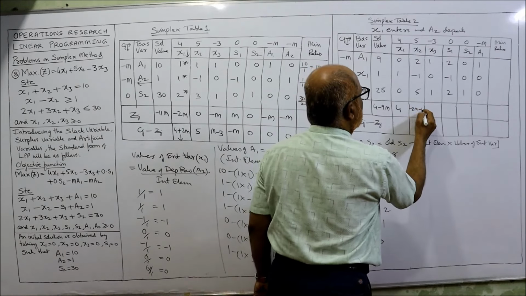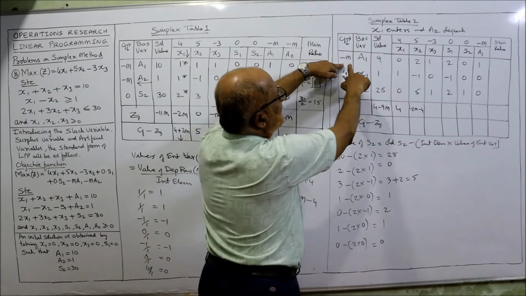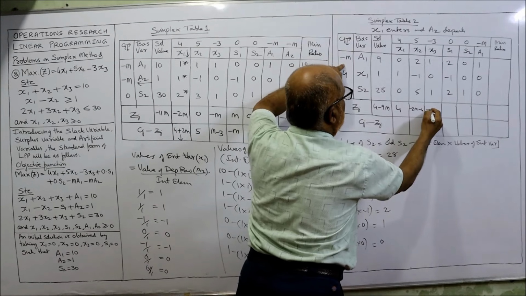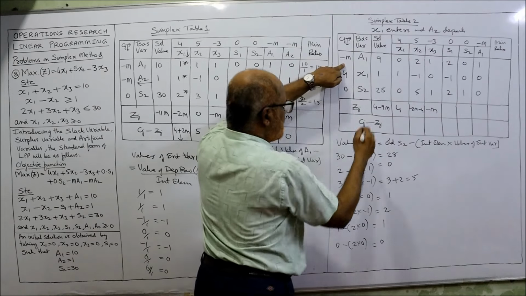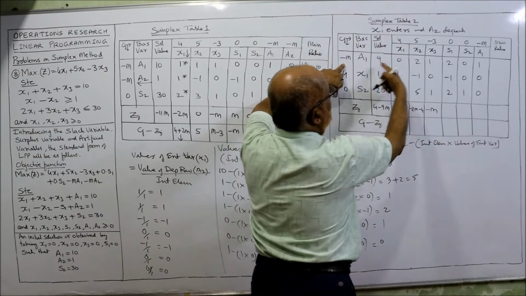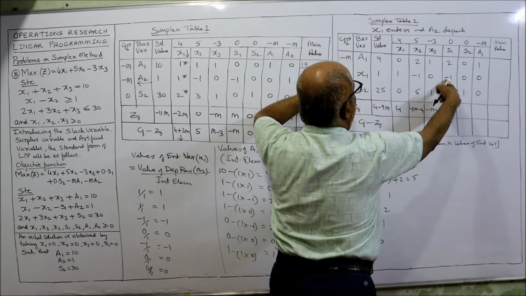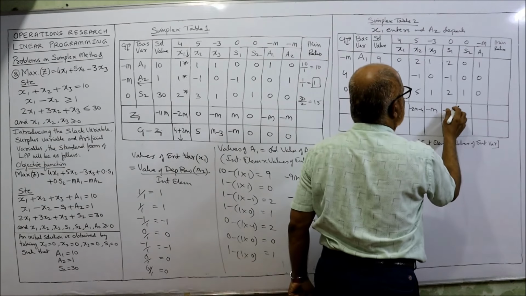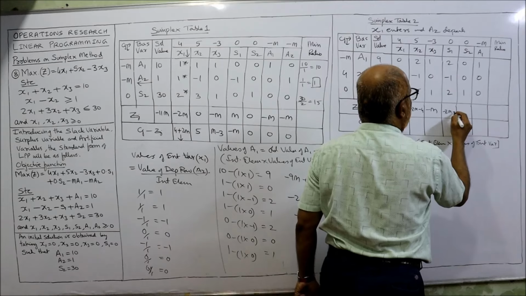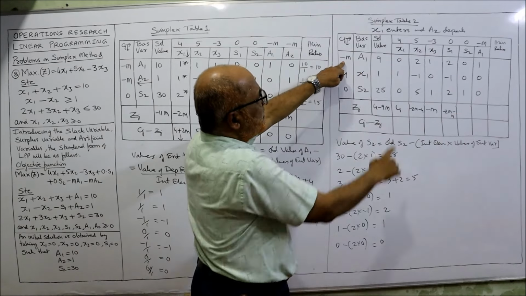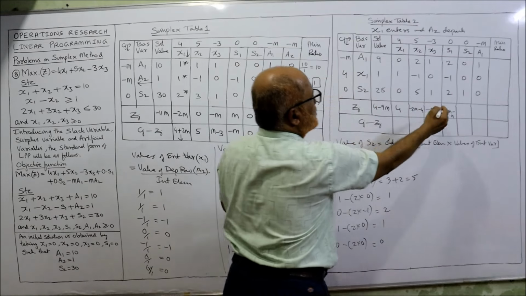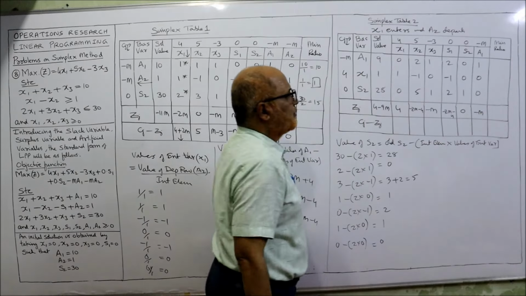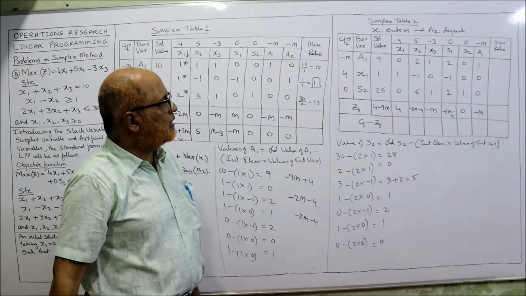Minus 2m minus 4. Here minus m into 1 is minus m. 4 into 0 is 0, 0 into 1 is 0. So here comes minus m. Here minus 2m, minus 4, and again minus 2m, minus 4. The last one, minus m into 0 is 0, 4 into 0 is 0, 0 into 1 is 0. Here minus m into 1 is minus m. So we have calculated the Zj value.